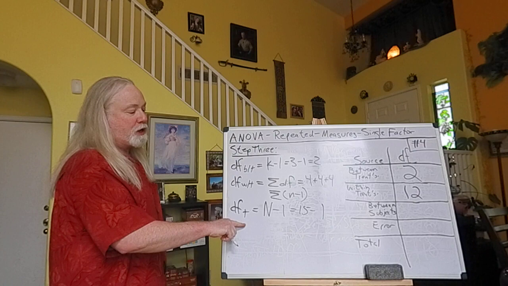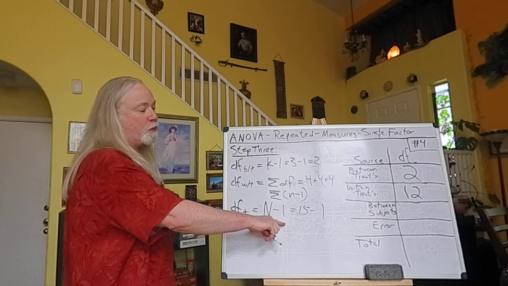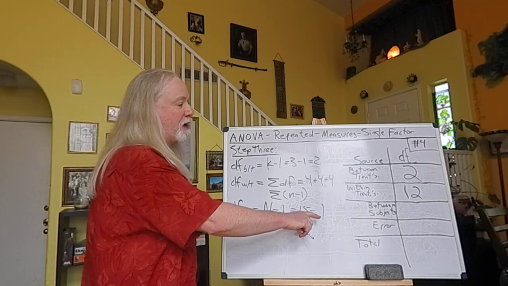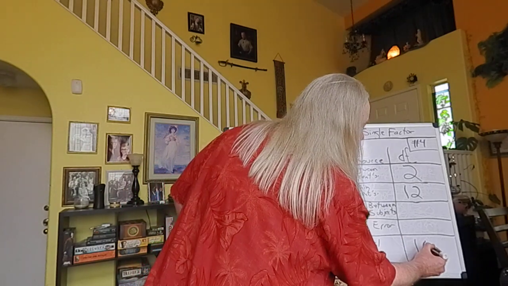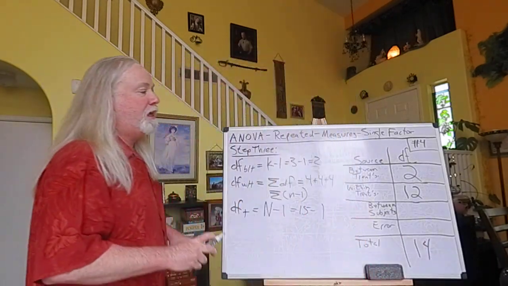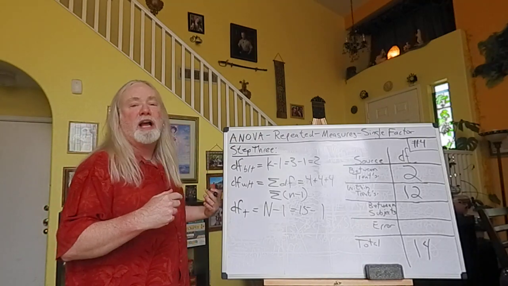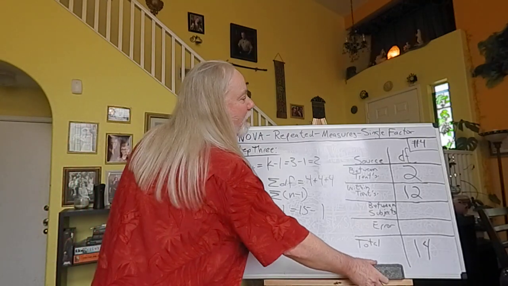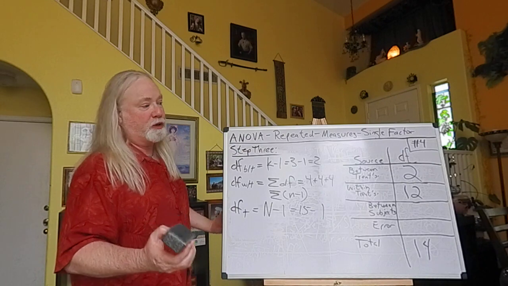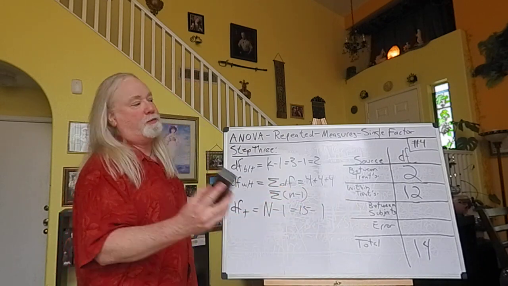So, degrees of freedom for the total study, capital N minus 1. We know capital N is 15. 15 minus 1 is indeed 14. So those are all the stage 1 calculations. Now we can do the stage 2 calculations, figure out our degrees of freedom associated with individual differences or between subjects, and subtract it out.